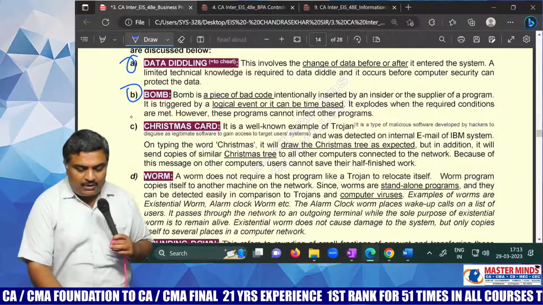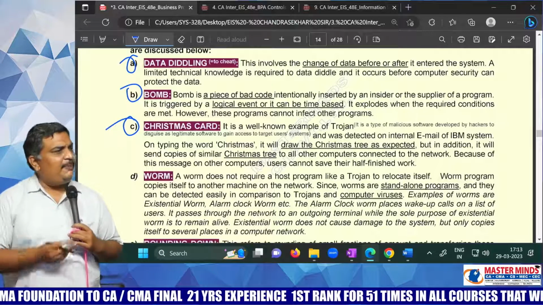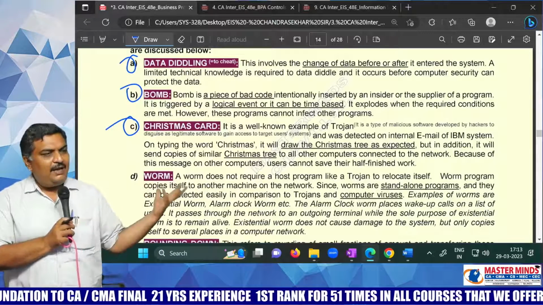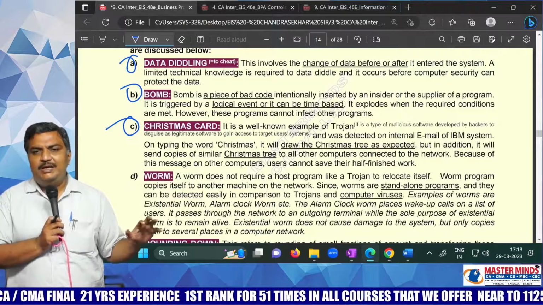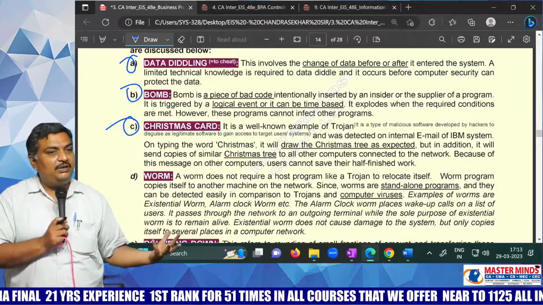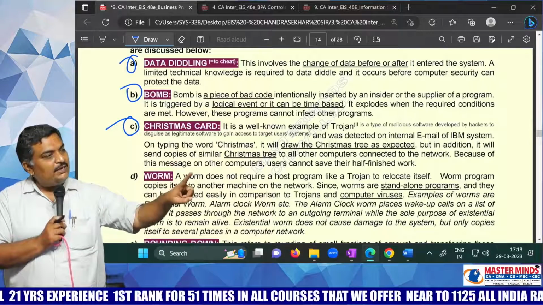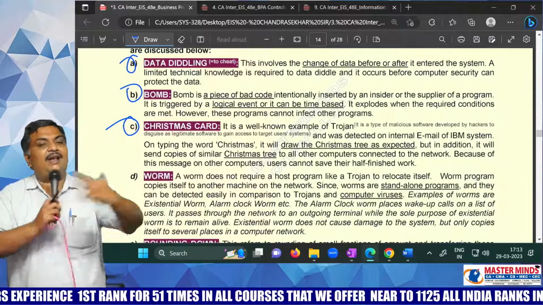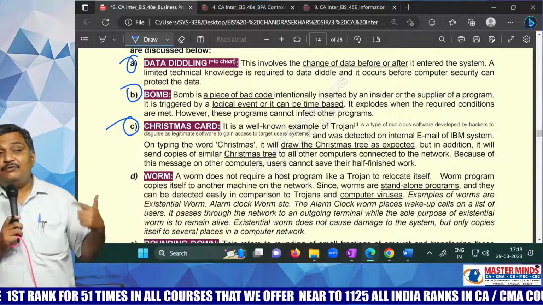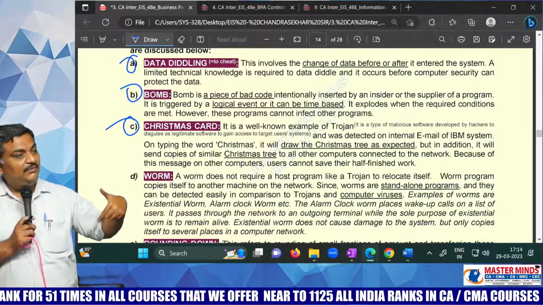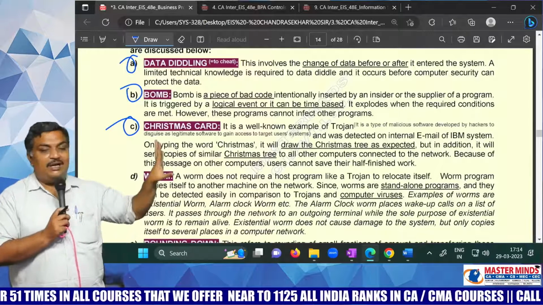Okay. And now the Christmas card. It happened in the 1990s in IBM, where one person typed some Christmas message and immediately a Christmas tree appeared on the screen. If it appeared on one screen, it is okay, but it spread to the entire network. In all the screens the tree appeared, and what you have to do? You have to restart the system. That means you will lose all your unsaved work.